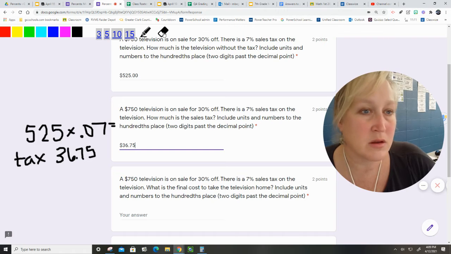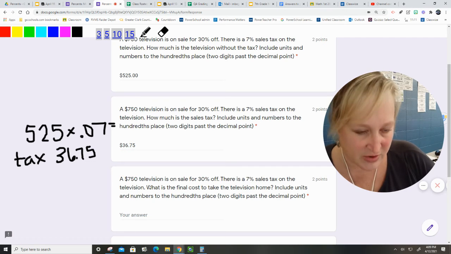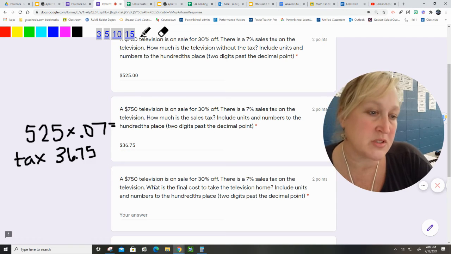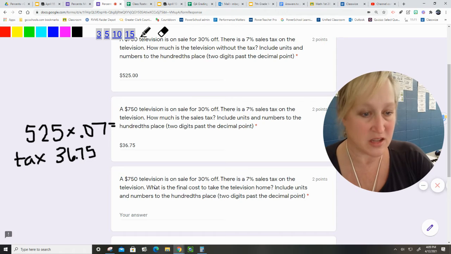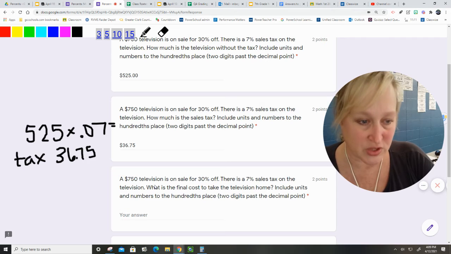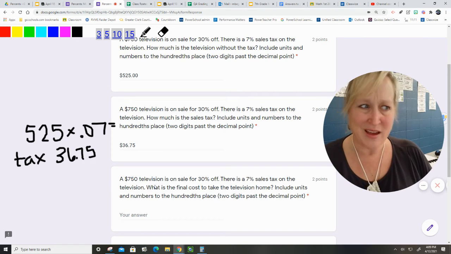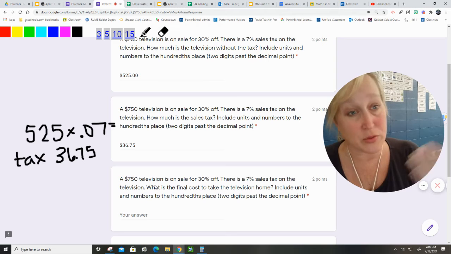Okay. I'm hearing about this television some more. So let's read. A $750 television is on sale for 30% off. There's a 7% sales tax on the television. What is the final cost to take the television home? Include units and numbers to the hundreds place. Why do I have to do this 3 times? Well, because there are 3 parts to it.